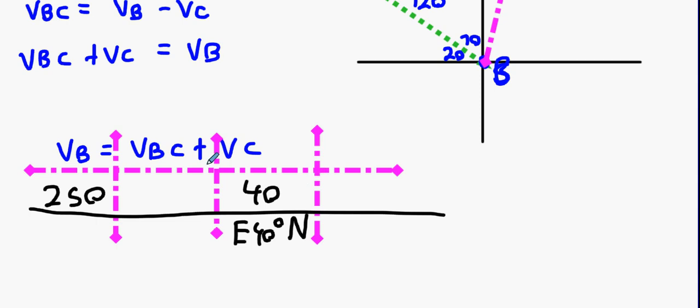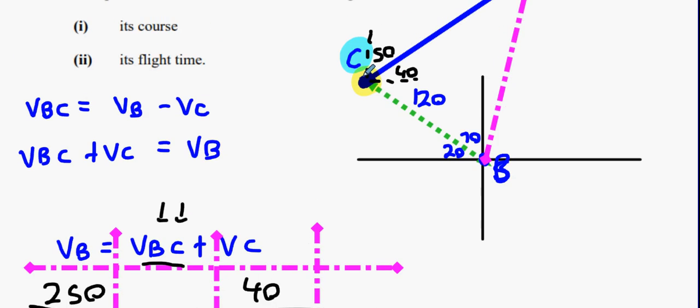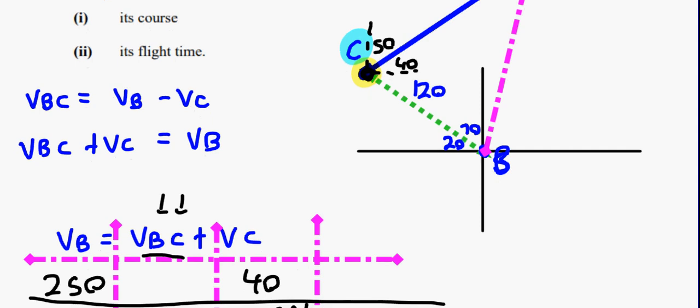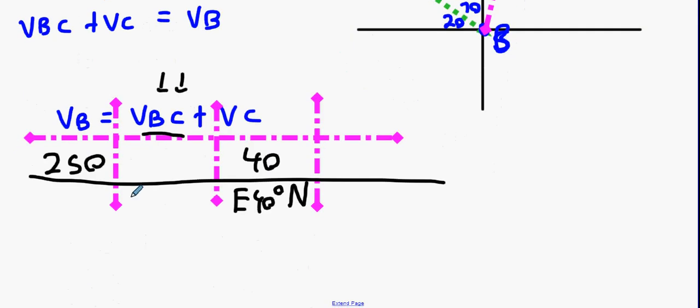If C was stationary, what direction does B need to go in to hit it? So what do you think? C can't move, so what does that mean about B? It needs to travel this direction relative to C to hit it. So what direction is that? West 20 degrees north. Okay, so west 20 degrees north.